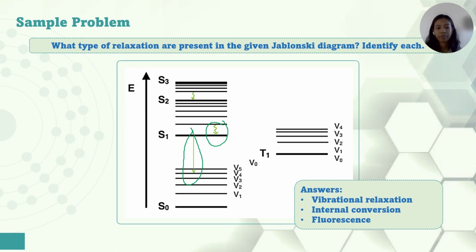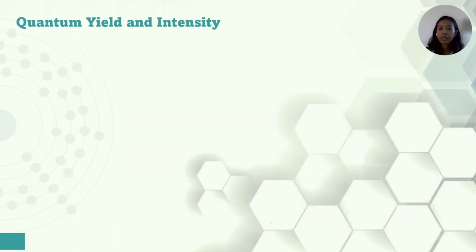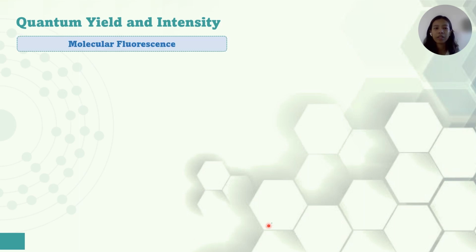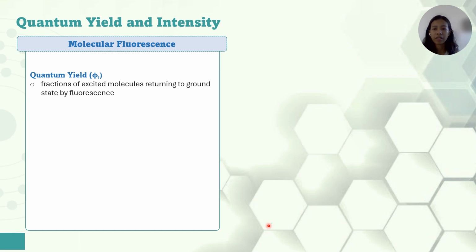So how can we determine the efficiency of fluorescence or phosphorescence? It can be explained by the concept of quantum yield and intensity. In molecular fluorescence, the quantum yield is the ratio of the number of photons emitted to the number of photons absorbed. Or in simple terms, it is the measure of the probability of the molecule to fluoresce. So when it is equal to 1, fluorescence occurs, and it can even approach unity for highly fluorescent molecules like fluorescein. In contrast, non-fluorescent species have a quantum yield equal to 0.